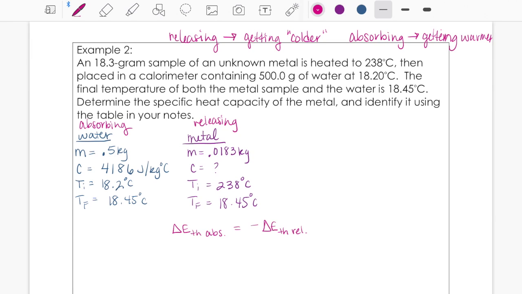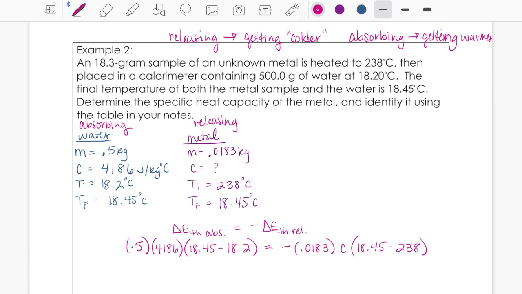Right, so now we can plug in the information that we know. The mass of my absorbing substance was 0.5. The specific heat was 4186. My final temperature was 18.45 minus my initial 18.2. It's equal to negative the mass of my releasing substance, 0.183, times the specific heat, which is what we're trying to find, times final temperature minus initial.